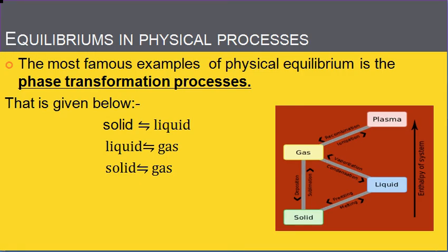Let's talk about equilibrium in a physical process. The most famous example of physical equilibrium is the phase transformation process given below. The first is solid to liquid, next is liquid to gas, then solid to gas, right? These are the phase transformations we have.